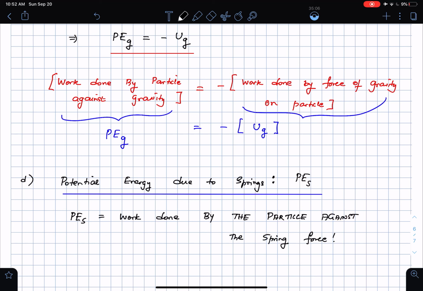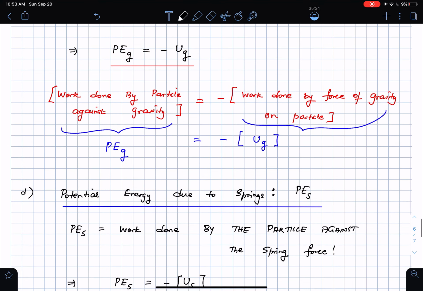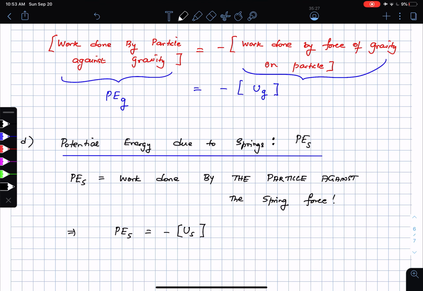Okay, if I take a particle and the spring force is trying to pull the particle back, the particle has to do work against this force. Which means that this is the negative of the work done by the spring force. So PES is going to be minus US. This is also something that we have seen. I want to underline this: PES is equal to minus US.